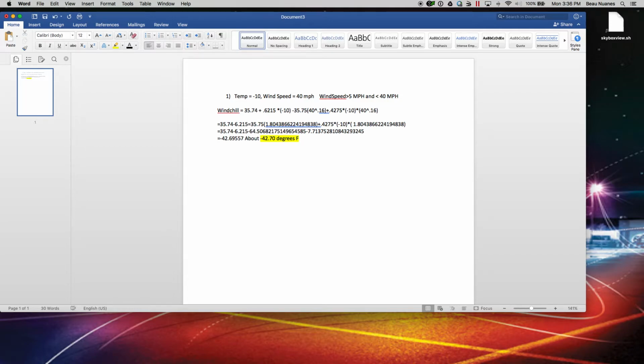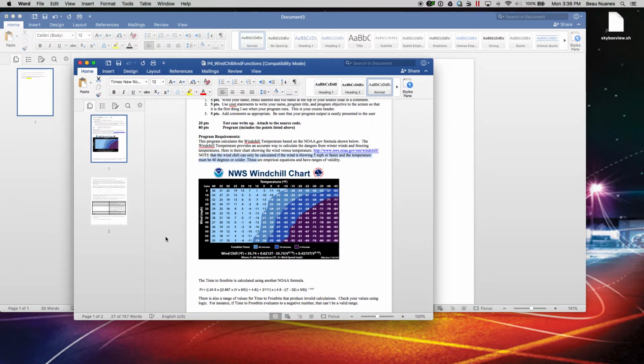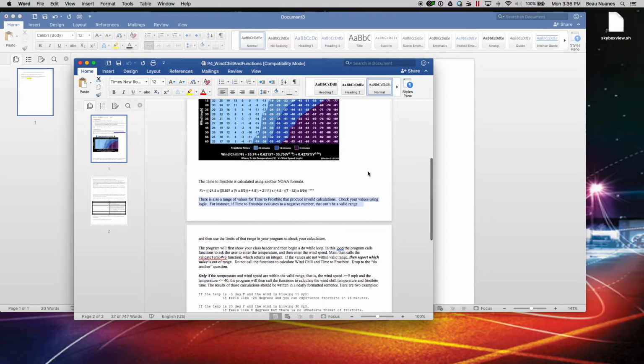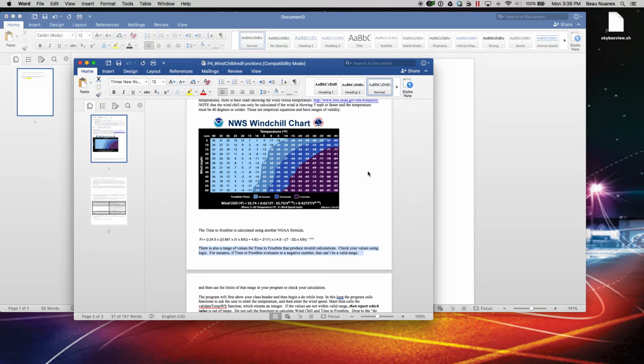Now, what about the time to frostbite? One key thing that we asked you to do is recognize that there's a range of values for frostbite times that produce invalid calculations. Check your values using logic. For instance, if time to frostbite evaluates to a negative number, that's not a valid result. So some frostbite times are no good, and we want to look at what those are and, logically, what that would be. There's a hint in this diagram, or this graph, for you.